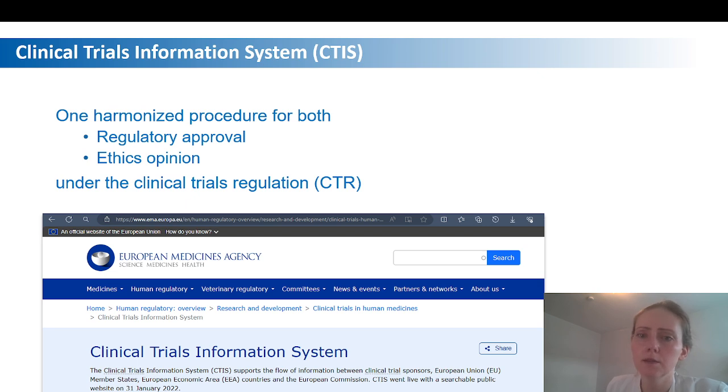CTIS is a system for preparing and submitting clinical trial applications and dossiers to the EU and EEA member states. This system supports interactions between clinical trial sponsors, researchers, or companies that run a clinical trial and collect and analyze the data, and regulatory authorities in the EU member states and EEA countries throughout the life cycle of a clinical trial.